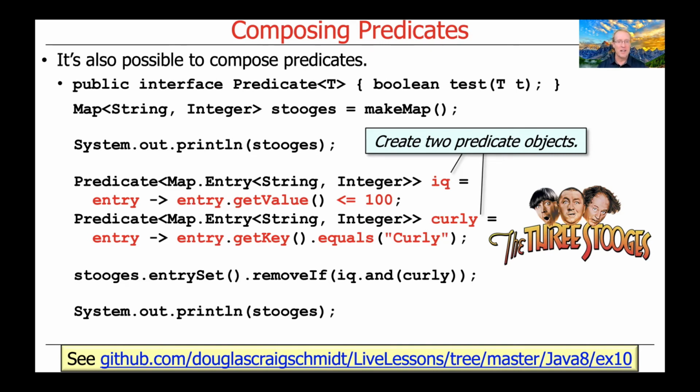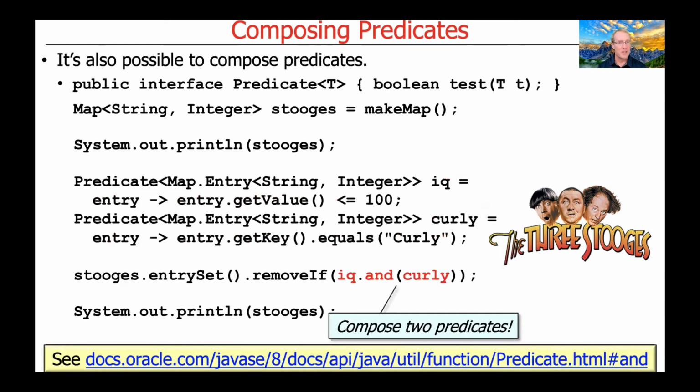And then we're also going to define another predicate we call curly. And curly is going to be set to a predicate lambda that will be whether the entry's key equals the name curly, the string curly, or not. So that's what the curly predicate will be. So armed with our IQ predicate and with our curly predicate, we can then say stooges.entrySet.removeIf IQ and curly. So what this is saying is if the IQ is less than or equal to 100 and the key value is curly, then go ahead and remove that item from the stooges map.